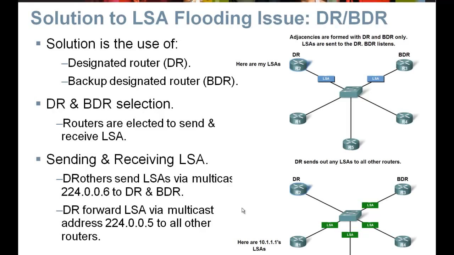They're listening for those LSAs. But all the DROthers down here, R1, R5, R4, they listen on 224.0.0.5 because that's where the designated router sends that information. So DROthers send to 6, DRs send to 5. I hope that helps at all.